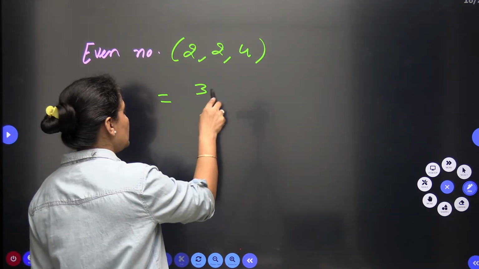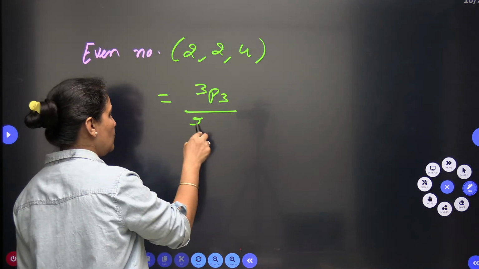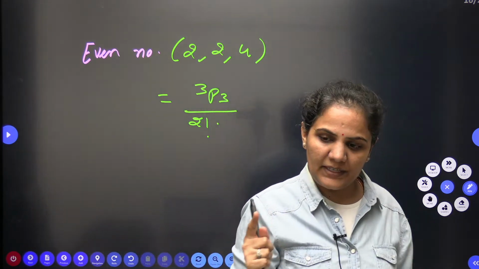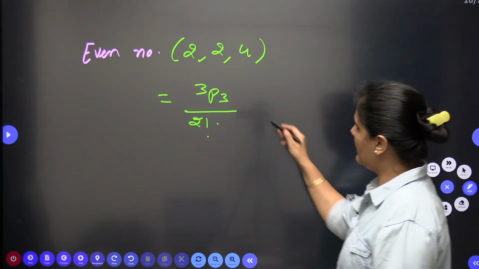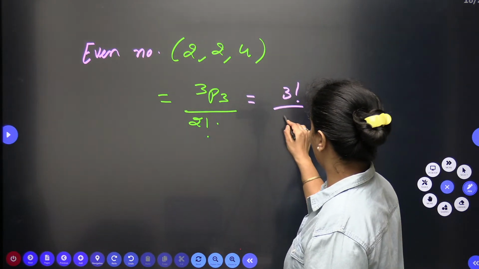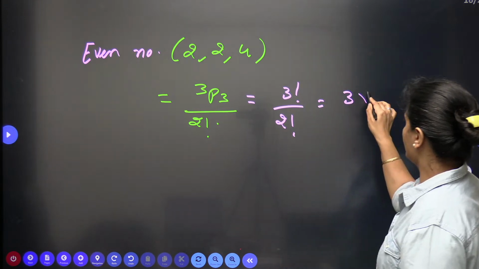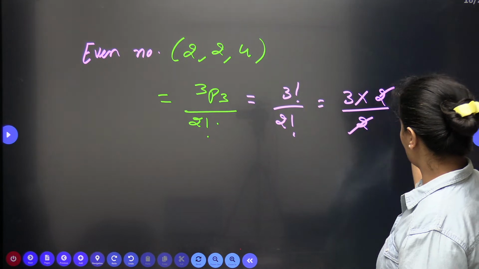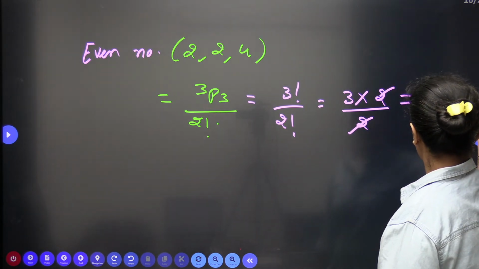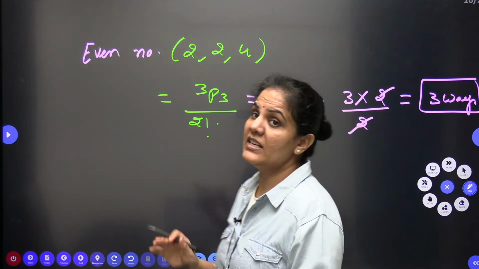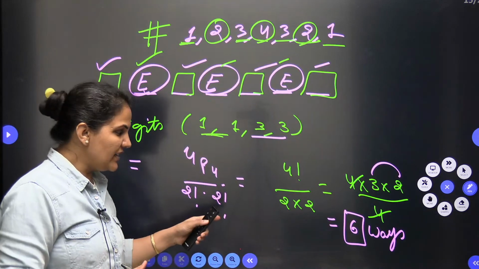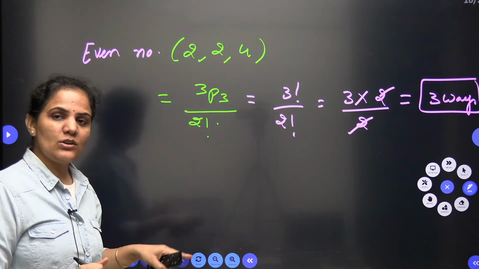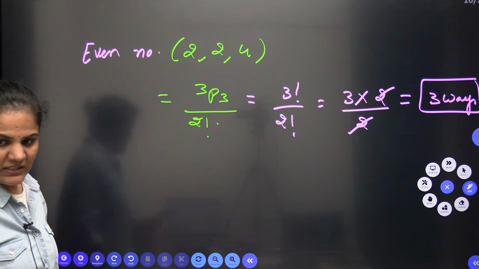So it will be 3P3 divided by 2 factorial, because only the digit 2 is repeating 2 times. So 3P3 is nothing but 3 factorial divided by 2 factorial. Actually the 2 factorial will cancel, but you can still write it like this. Your result is 3. So this is possible in 3 ways. So the odd digits occupy the odd places in 6 ways, and the remaining even digits occupy the even places in 3 ways.